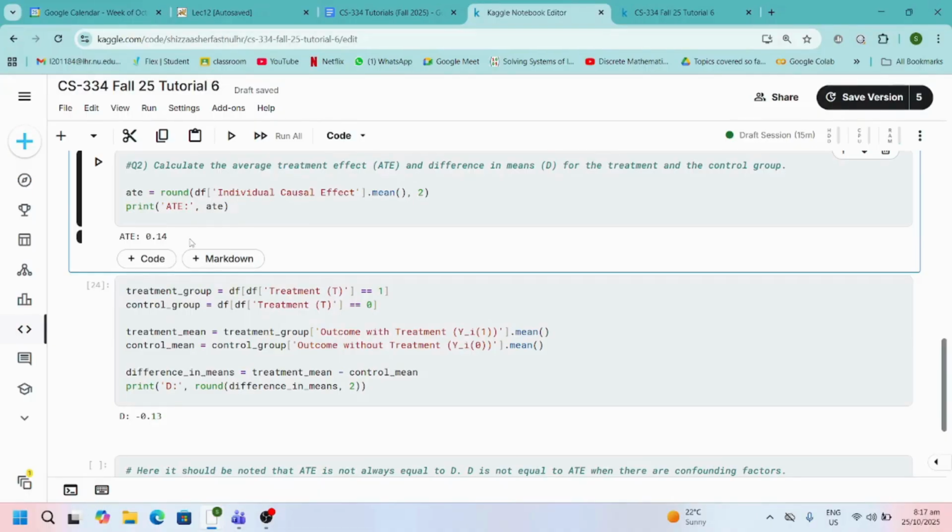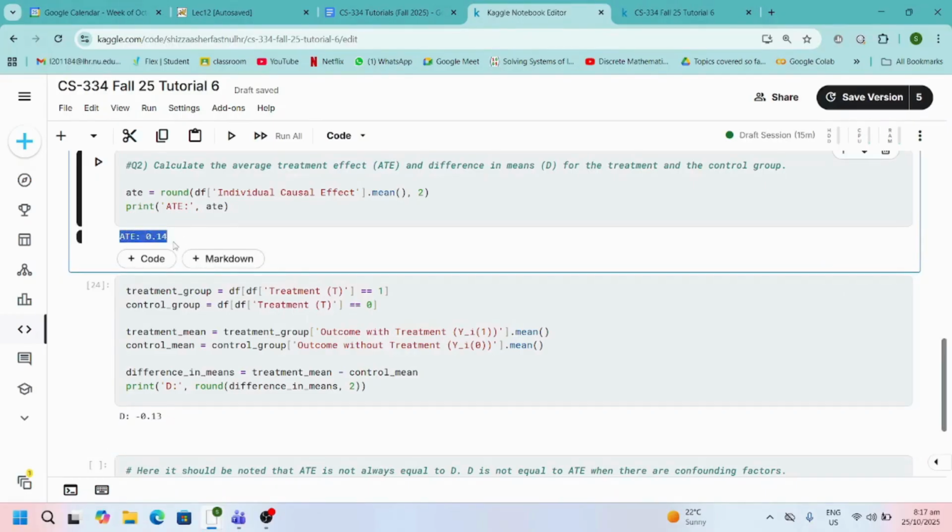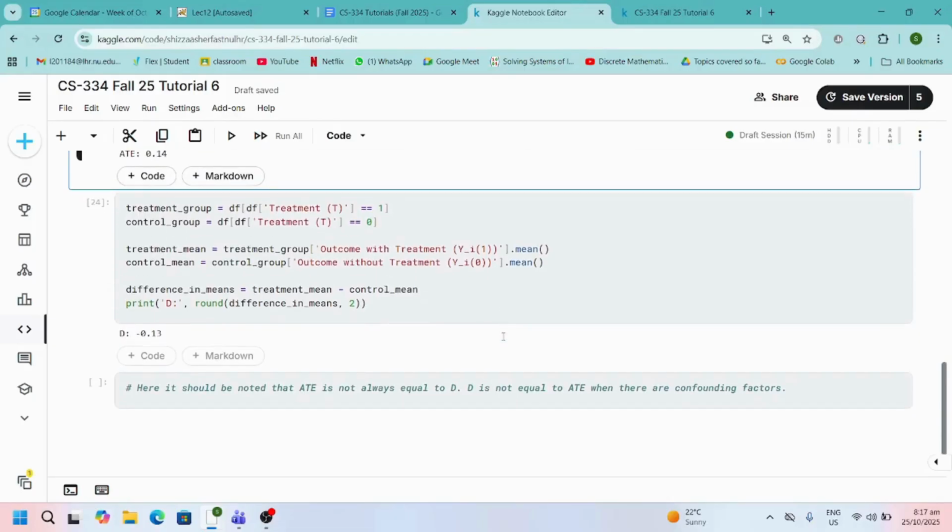But in the real world, and in an observational study where you are already given data, you don't know what the origin of that data was, and there could be confounding factors involved. When there are no confounding factors involved, when there was randomness in assignment, then the difference in means is going to be equal to the average treatment effect.